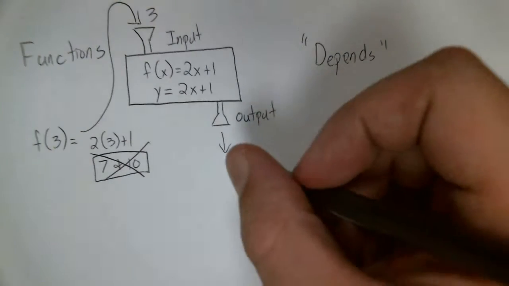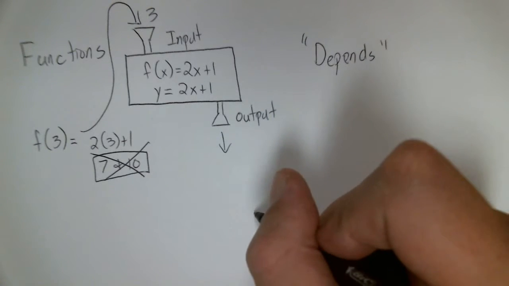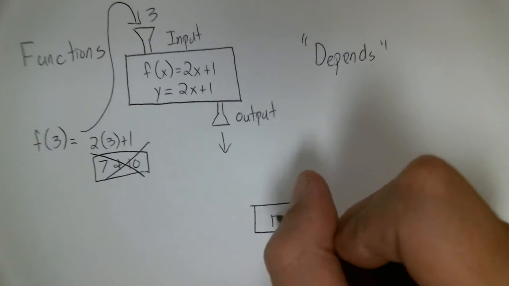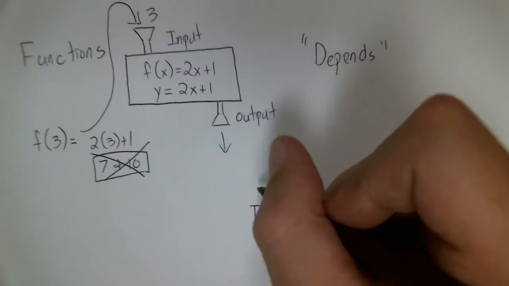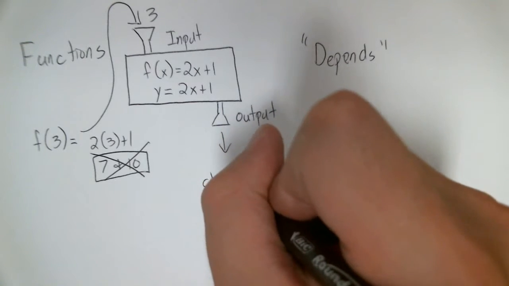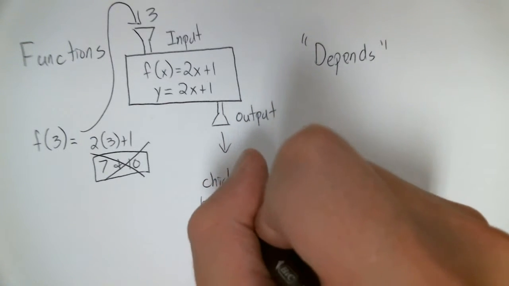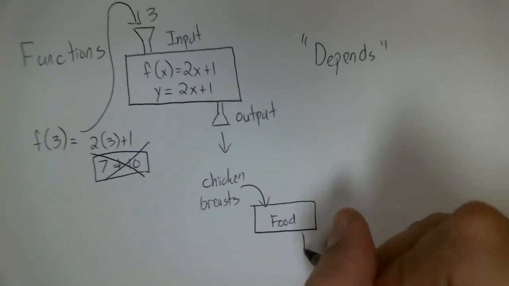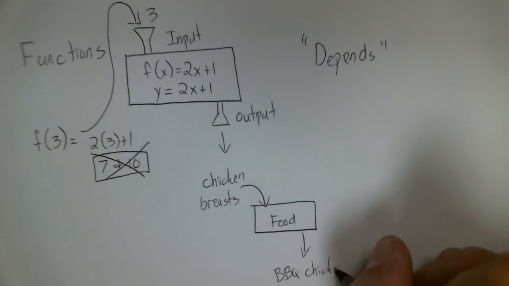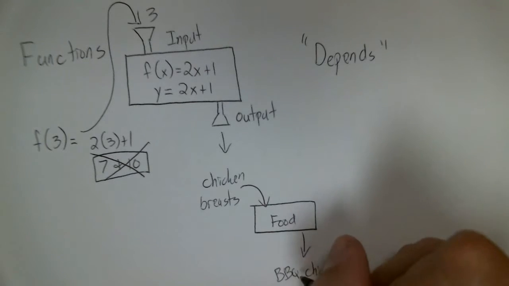Let me give you a silly little example. Let's say instead of a function machine, we have a crock pot. We're talking about food. The first time, I'm going to stick in chicken breast, and my crock pot is going to spit out barbecue chicken. That's fine. We can do that. My wife used to do that all the time.